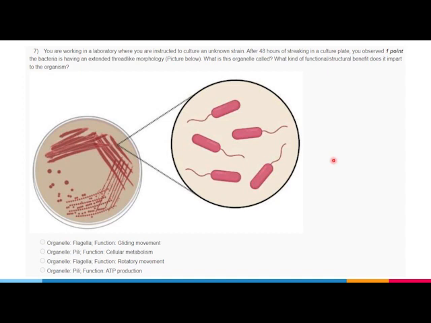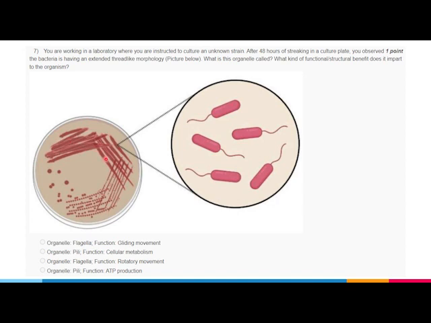So this is the next question. You are back to working in the laboratory where you are instructed to culture an unknown strain. After 48 hours of incubation in a culture plate, you observe that bacteria have an extended thread-like morphology. What is this called, and what kind of functional structural benefit does it impart to the organism? So here is the picture that shows the particular strain. You have streaked it out. Obviously, streaking is something we probably have all done and looked into.